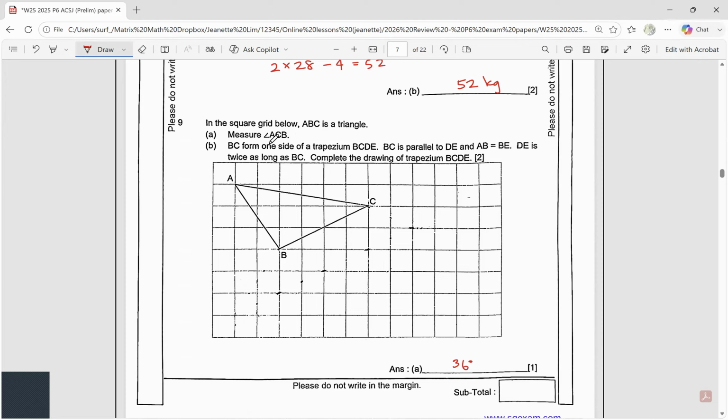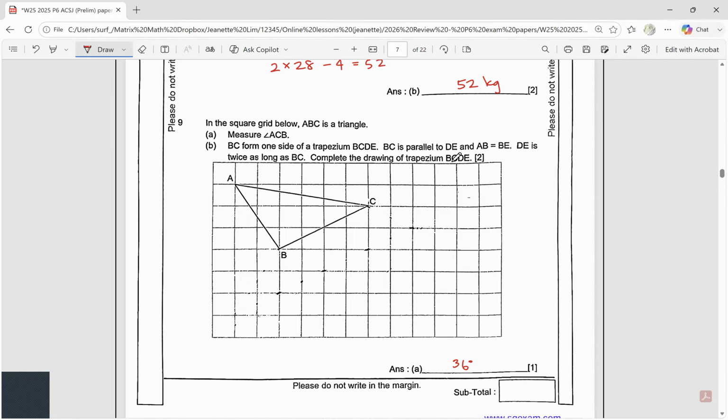BC forms one side of trapezium BCDE. BC is parallel to DE, so BC. You have to go in order in sequence. B, C, and then D somewhere, and then E somewhere. So BC is parallel to DE, and AB goes to BE. DE is twice as long as BC. Complete the drawing of trapezium BCDE.